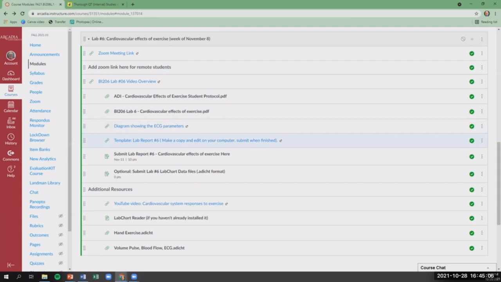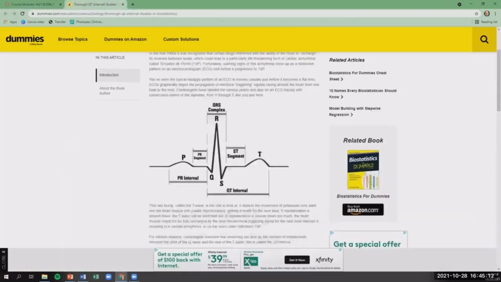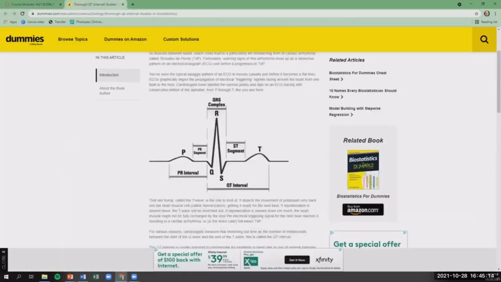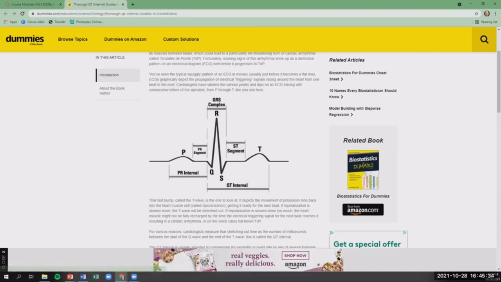In addition to that, I'm including a diagram showing the ECG parameters. If you click on that, it's going to take you to what I think is a very nice diagram, identifying where the different waveforms are on an ECG, as well as where we start and where we end on some of these important intervals and segments that we're going to be taking measurements from.